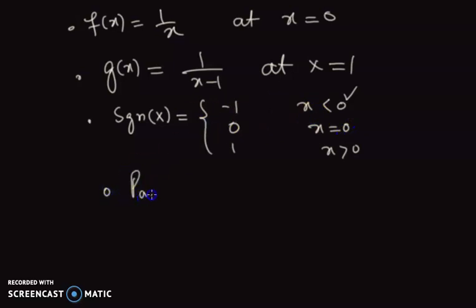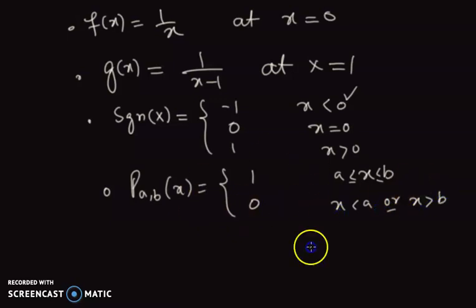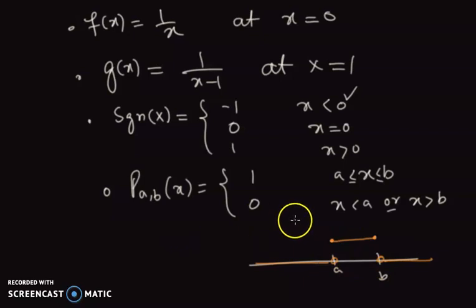Then we have a very interesting pulse function. The pulse function says that it is 1 when x is between a and b, and 0 if x is less than a or x is greater than b. You can also plot this pulse function. Let's say here it is a, here it is b. So it is 1 on this a to b and it is 0 otherwise. So you can see that at a and b it is not continuous, so it is also not differentiable. So you can have many other examples.